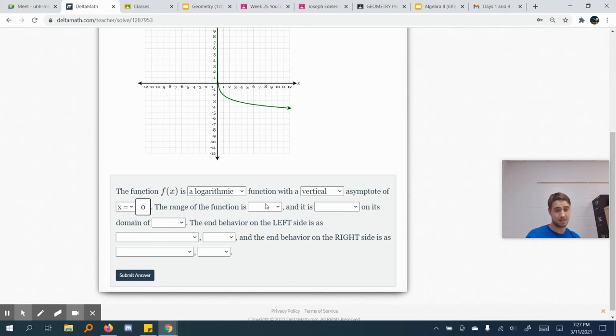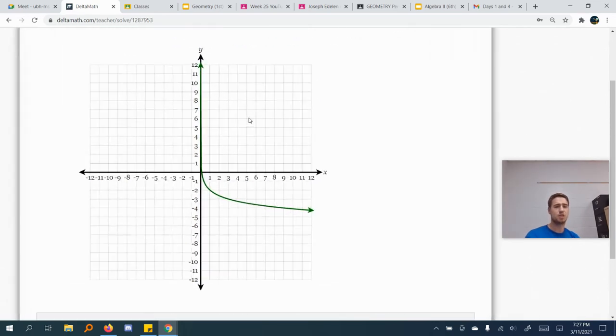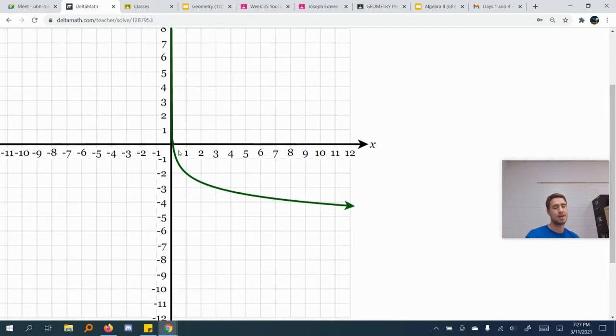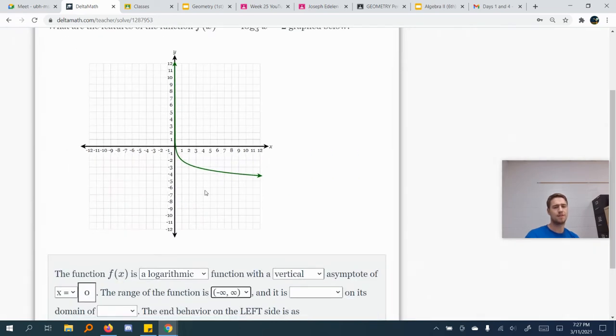The range of this function is actually going to be everything, because as you move closer and closer to x equals 0 from the right, you're going to go incredibly far upwards. And as you move further and further to the right towards infinity, you're actually going to keep on going down forever and never approach anything. You're just going to go really, really slowly.